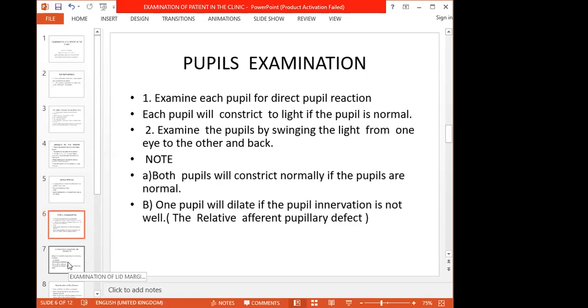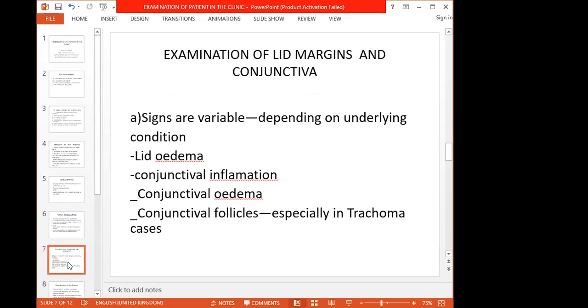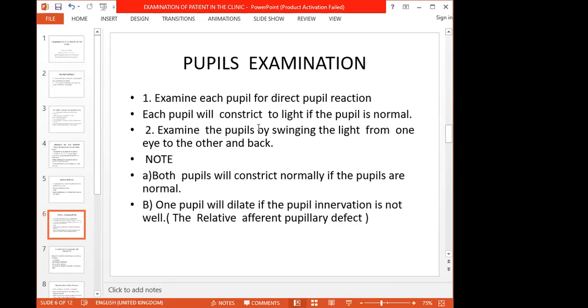Examine each pupil for direct pupil reaction. A torch in the right, see that it's constricting. When you remove it, it remains dilating. A torch into the left, like that. Each pupil will constrict to light if the pupil is normal.